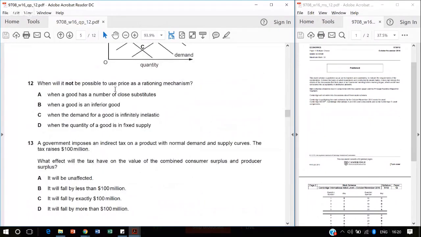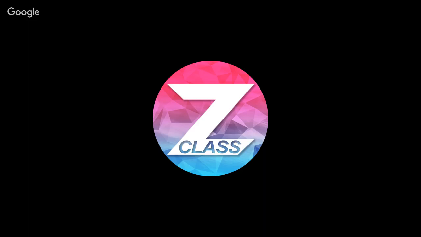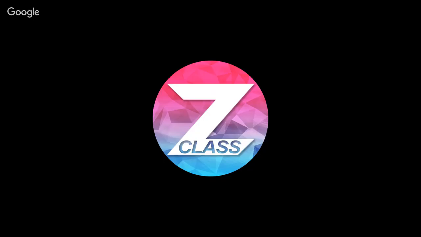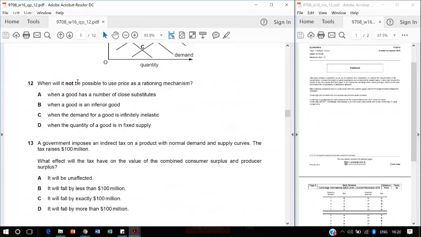When will it not be possible to use price as a rationing mechanism? So I said that when the demand for a good is infinitely inelastic. Okay, why? Because if it's infinitely inelastic, then the quantity demanded is the exact same. Yep. So you can't ration between who the supplies go to, because everyone wants them. Even if you change the prices, people are still going to want them anyway, right?